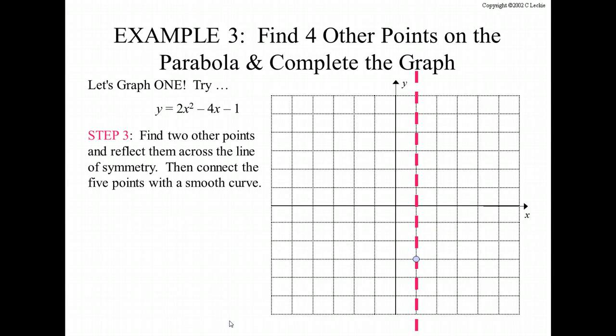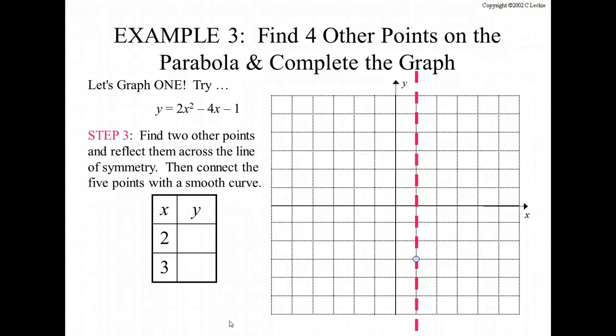So now we need to find 4 other points on a parabola and complete our graph. Well, what we need to do is we want to find 2 points either to the right or to the left of our symmetry line, find the y values and then plot those points and use the idea of symmetry and reflection to do it. So the first thing I'm going to do is decide, do I want to go to the left or to the right of the line? I'm going to the right of the symmetry line. So I'm going to let x equal 2 and x equal 3.